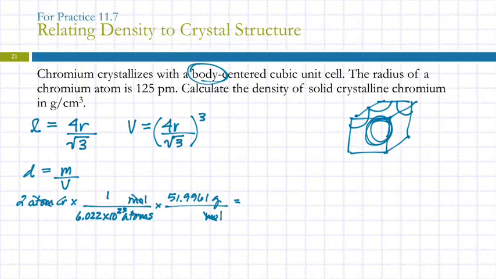So 2 divided by 6.022 E 23 times 51.9961. We'll go with 4 sig figs, 1.726487 times 10 to the minus 22 grams. Should be small, mass of 2 atoms.